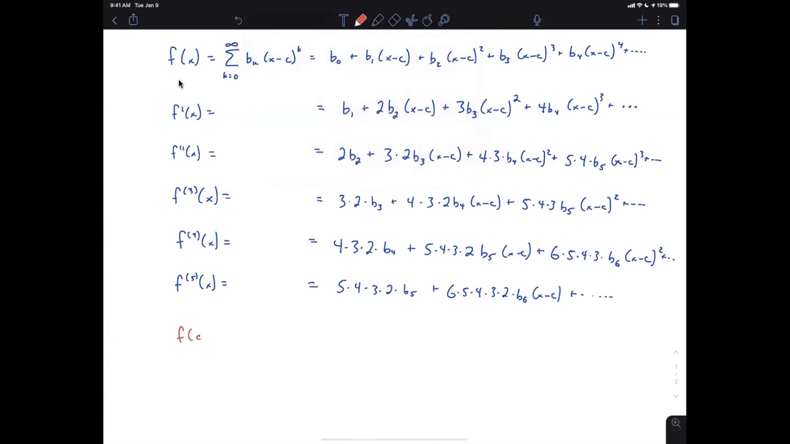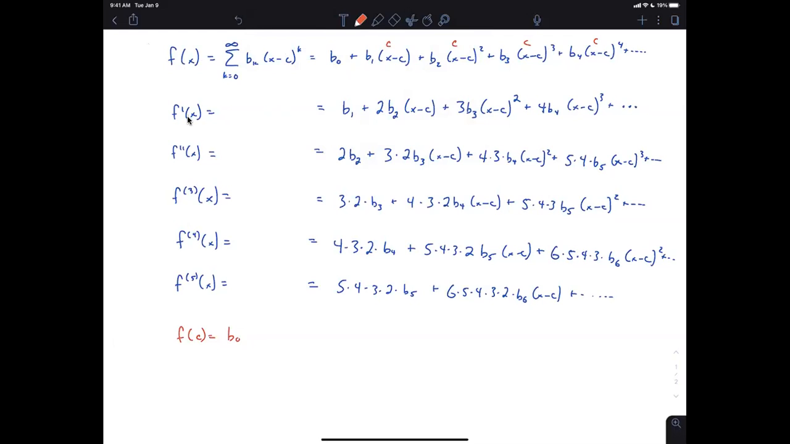So if I plug in c and get f of c here, then if we look at the expansion, f of c, if I put c in for x, nothing happens to this first term. So I get b0 for that. But then if I put c into this one, c minus c is 0, c minus c is 0, c minus c is 0, c minus c is 0. So all of those get zeroed out. And so f of c is equal to b0 based on this. Does everybody see that? Everybody clear?